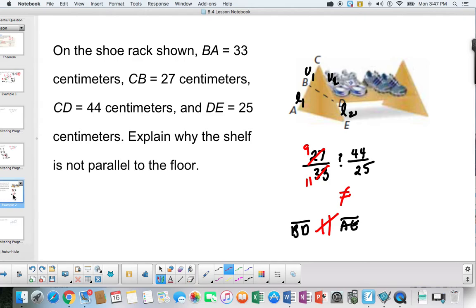We'd like to now decide whether these lines are parallel if we know these divisions here, how they were divided. I do upper, which is 27 over 33, and upper, which is 44 over 25. I reduce this to 9 over 11. 3 goes into there, 9. 3 goes into 11. And I can see these ratios are not equal to each other. If the ratios are not equal to each other, then this can't possibly be parallel, so they're not parallel.